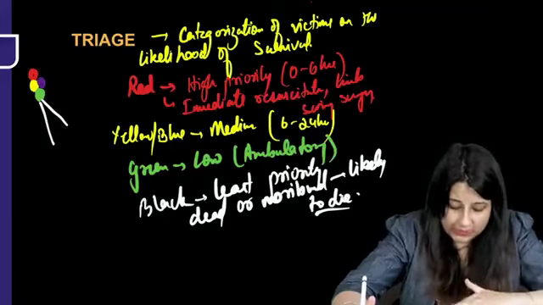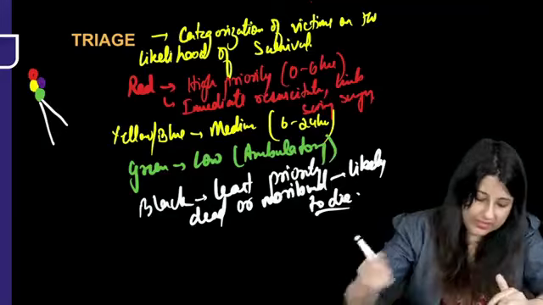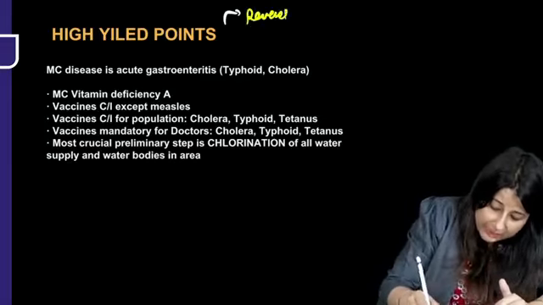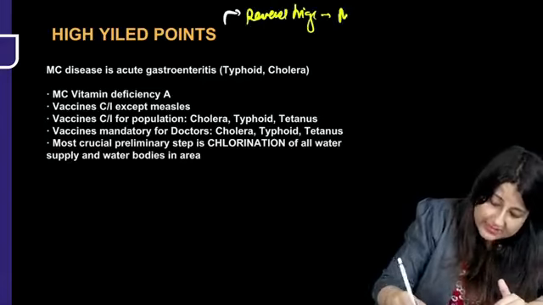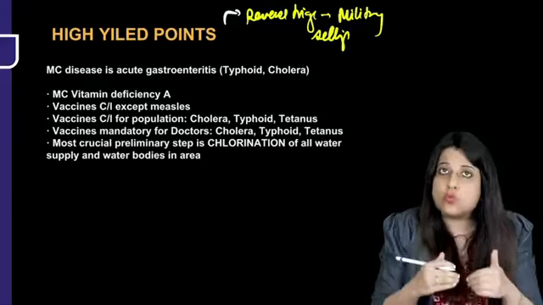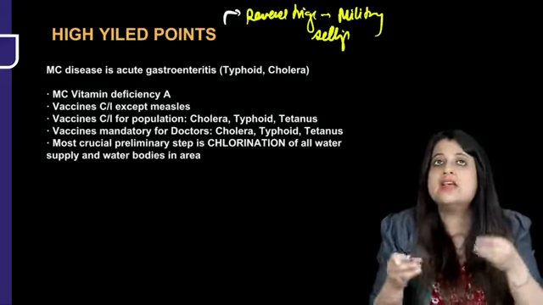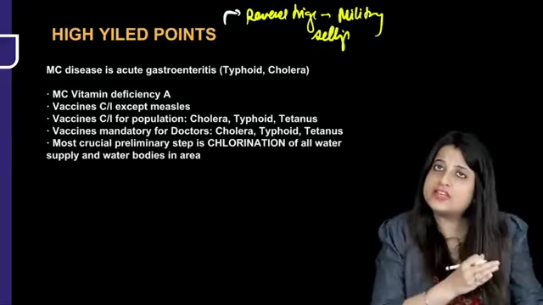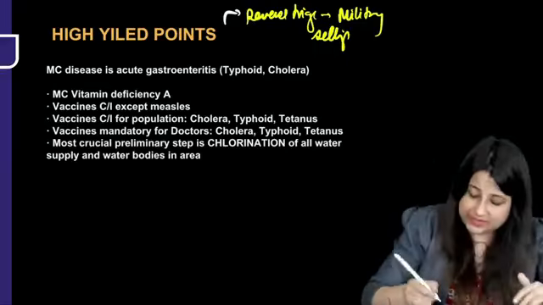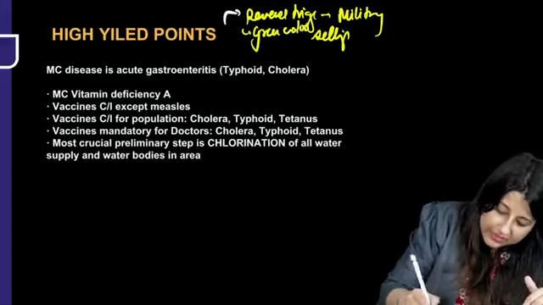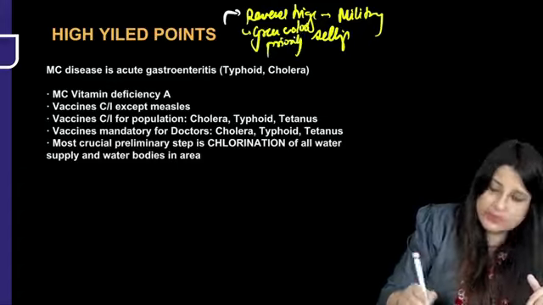Here one more thing I want to tell you. What are the different types of triage? In high yield points I'll write it for you. Types of triage: one is reverse triage. Where is this reverse triage done? This is done in case of military settings. That means when the country is at war, when the soldiers are fighting, any soldier who suffers from a minor injury like a cut or crack, we are going to first cater to them and send them back to the fields to fight. So in reverse triage, green color is given priority.